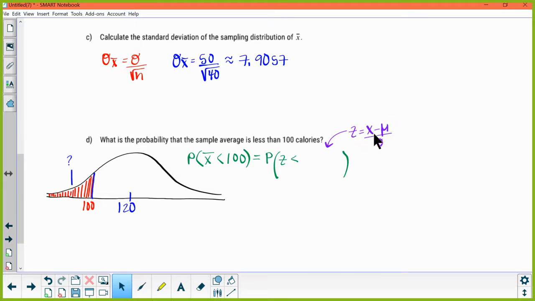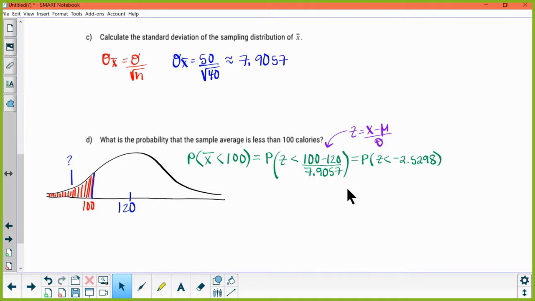So I'm going to plug in what I know so far. So I know that I'm interested in 100 calories. I know my mean is 120, and I know my standard deviation for this problem is 7.9057. So with this, I'm going to go ahead and calculate what this z-score value would be. And it should be about negative 2.5298. I just plugged this fraction into my calculator.